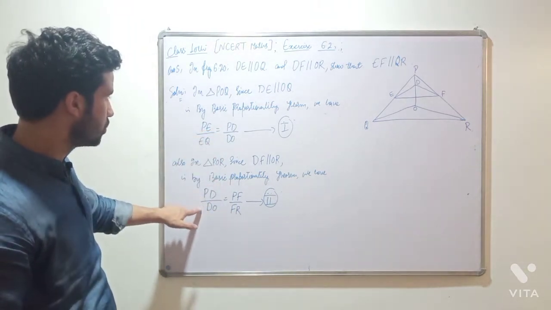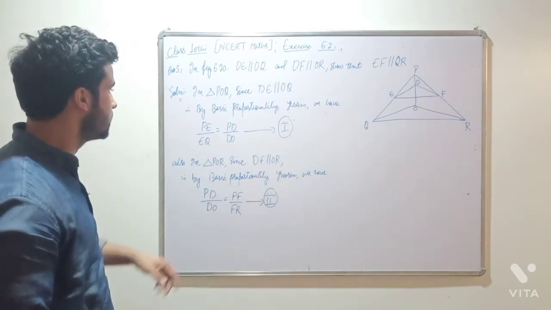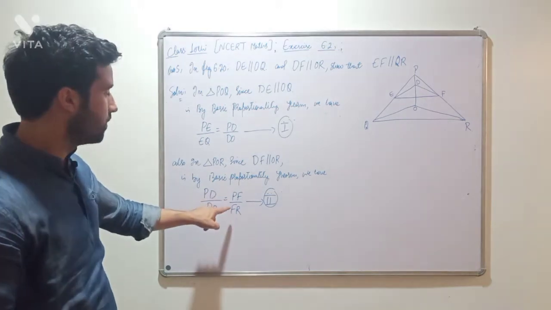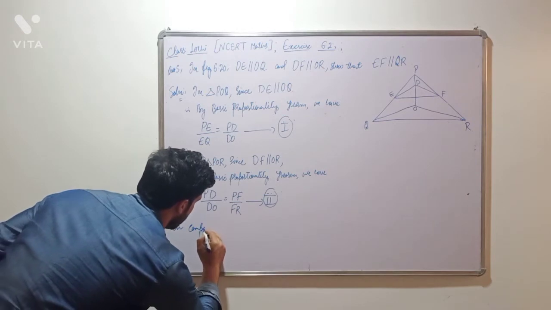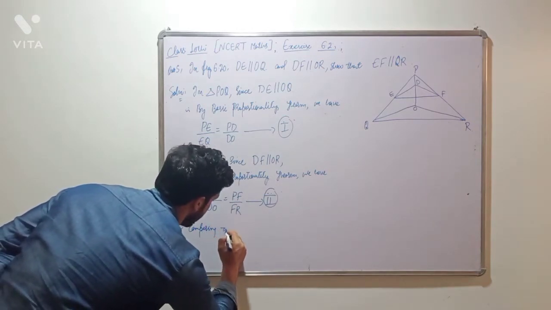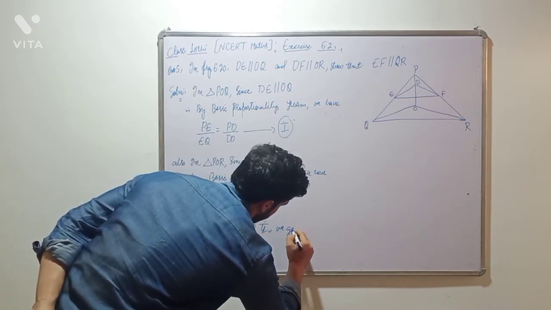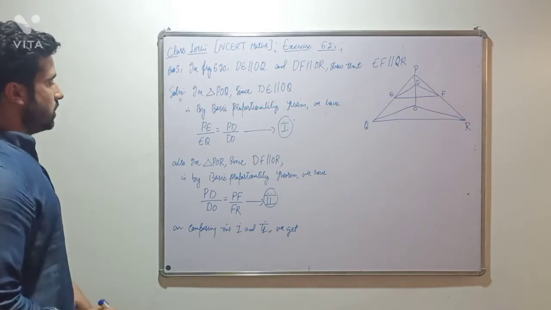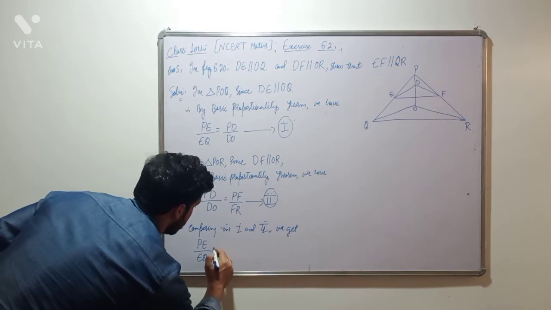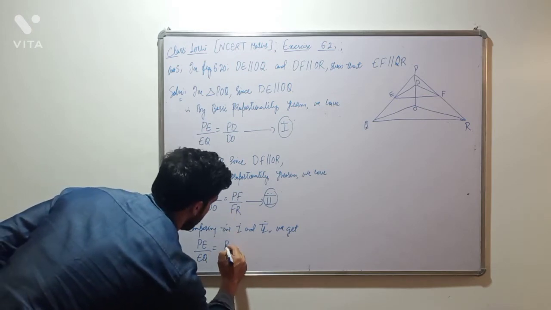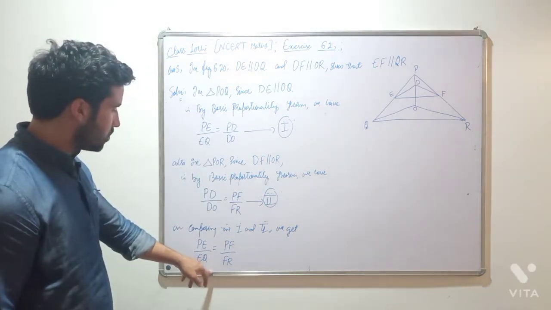Now see PD by DO. On comparing first and second, we may say that PE by EQ is equal to PF by FR. So first of all we will write here: on comparing equations first and second, we get PE by EQ equal to PF divided by FR. Now what is this? PE by EQ is equal to PF by FR.